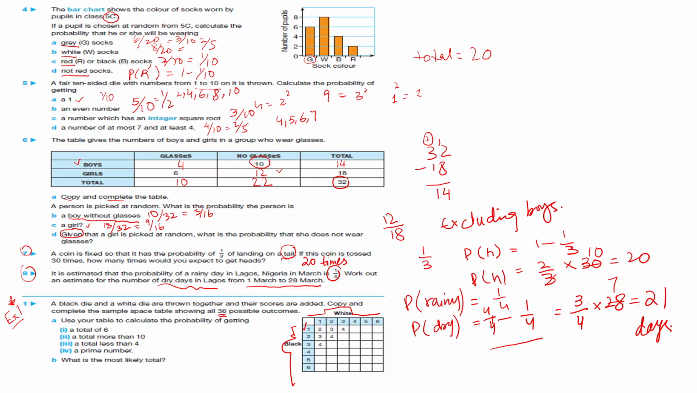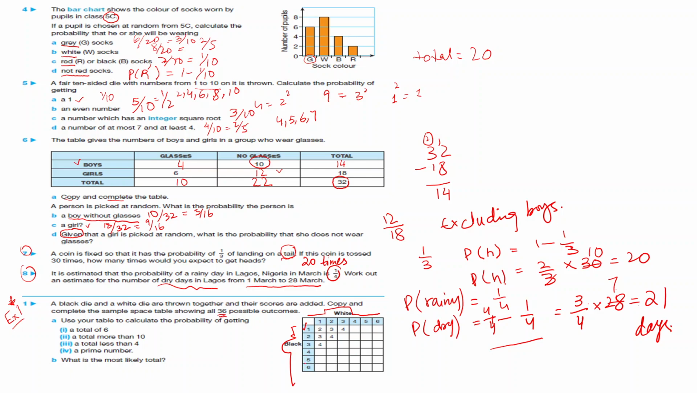then 2 plus 1 is 3. In the same way, if the black one gives you 1 and the white one gives you 3, the total score is 4. So you basically have to add the scores of both dice when you toss 2 dice, and then count the score of both.